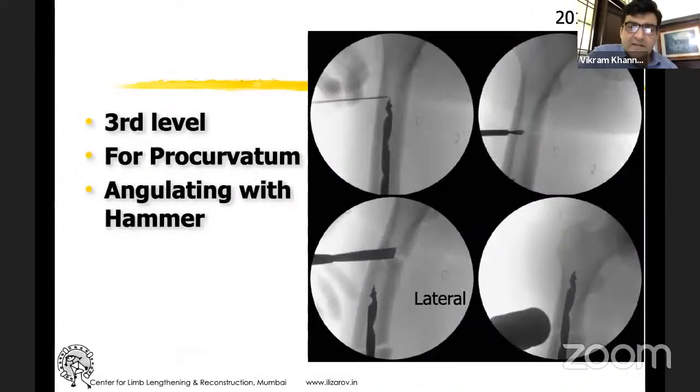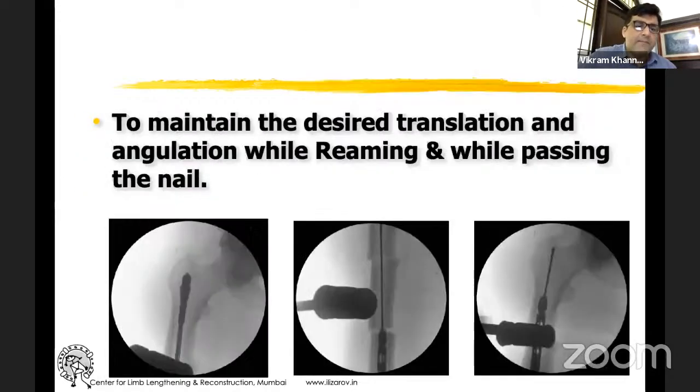So as expected, in the intra-op period, the initial 2 osteotomies were done with the same technique as the previous one on the left side. However, on the right side, a third level osteotomy had to be done because the straight reamer was hitting the anterior cortex in the subtrochanteric region, and so another third level osteotomy was done, and with the help of the hammer, the angulation was corrected and the alignment was corrected.